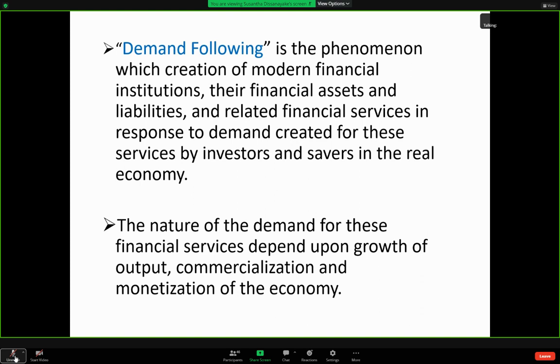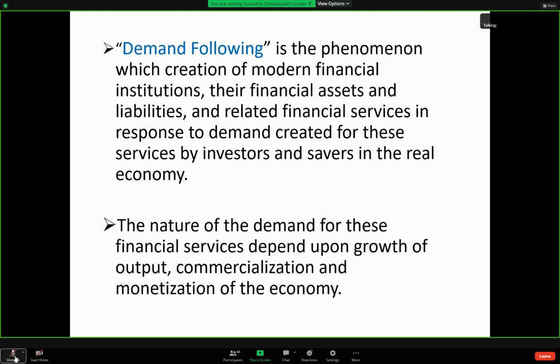So then ultimately, with this contribution of households and firms, the finance sector development will happen along with the initial development of economic growth. So this is the simple way that we have an idea of the demand following hypothesis.